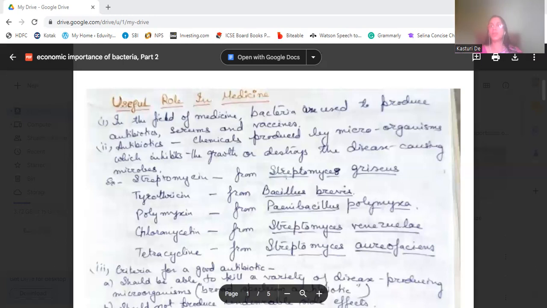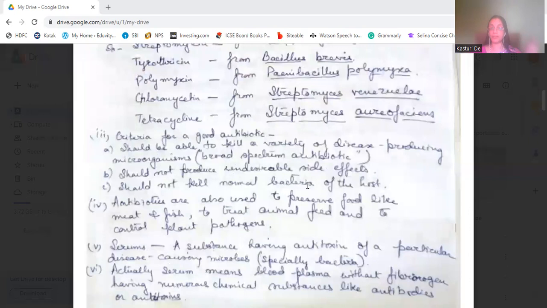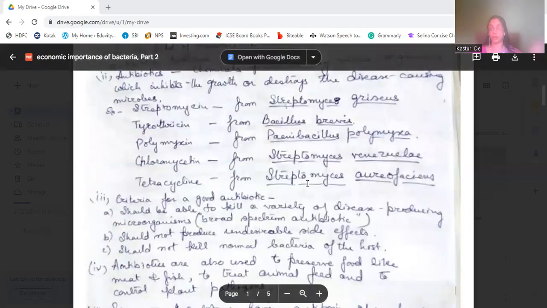Tyrothricin is prepared from Bacillus brevis. Polymyxin is prepared from Paenibacillus polymyxa. Then chloromycetin is prepared from Streptomyces venezuelae. Then tetracycline is prepared from Streptomyces aureofaciens. Now, we have known what antibiotics are and some of the names of antibiotics.